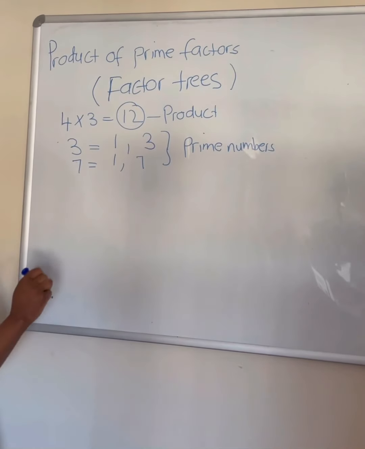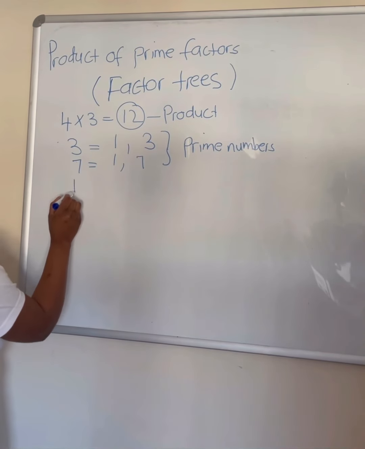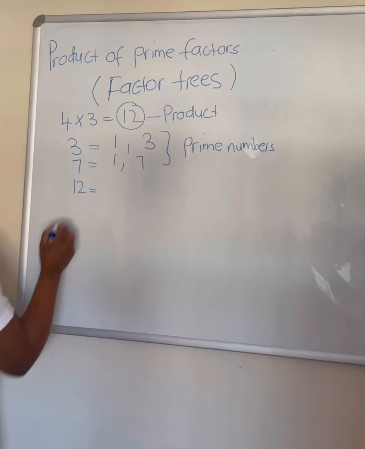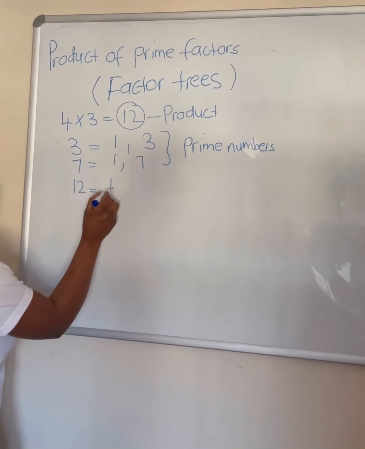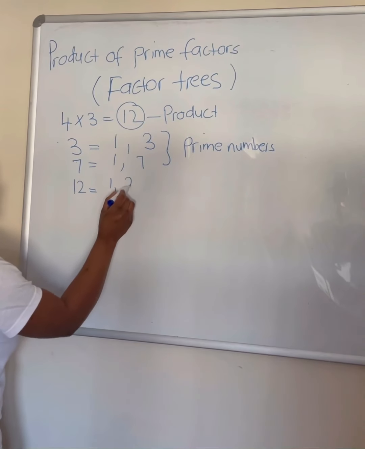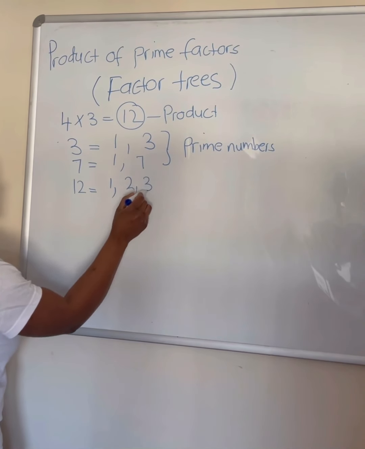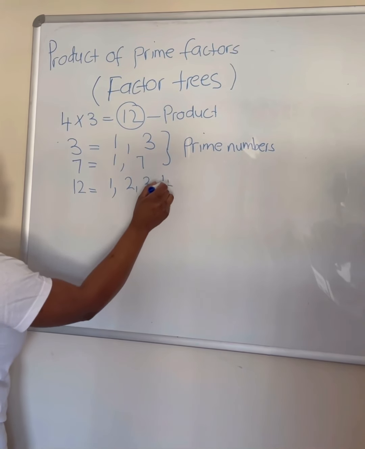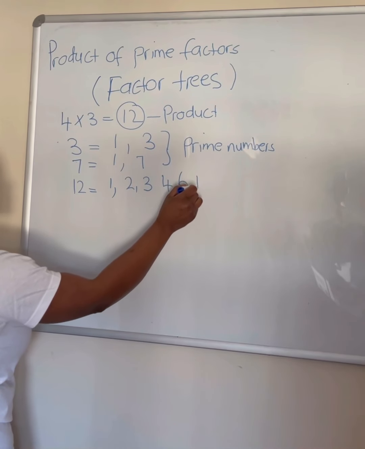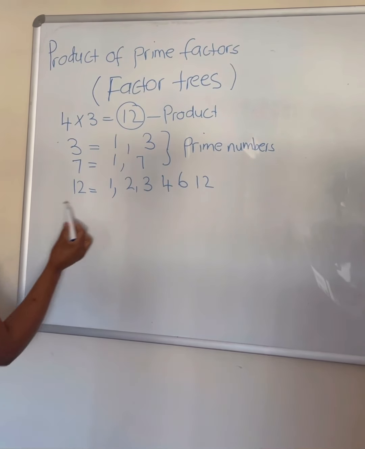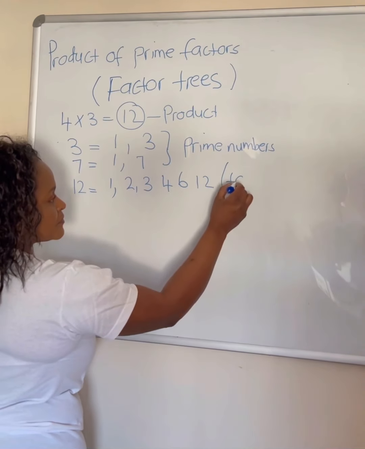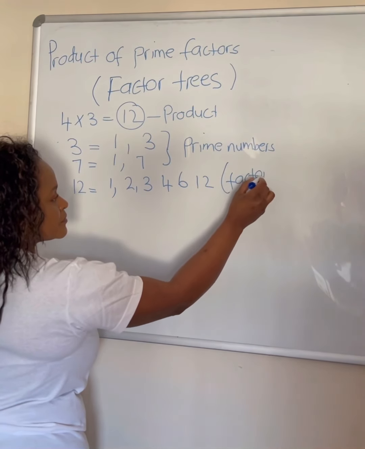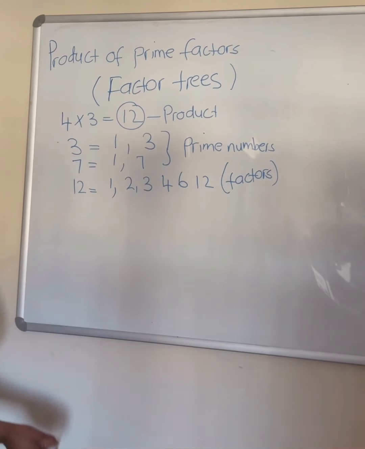Then let's talk about factors. If I have 12, factors are numbers which can go into 12. Like 1 can go into 12, 2 can go into 12, 3 can go into 12, 4, 6, and 12. All these numbers, they can go into 12. So they are factors of 12.